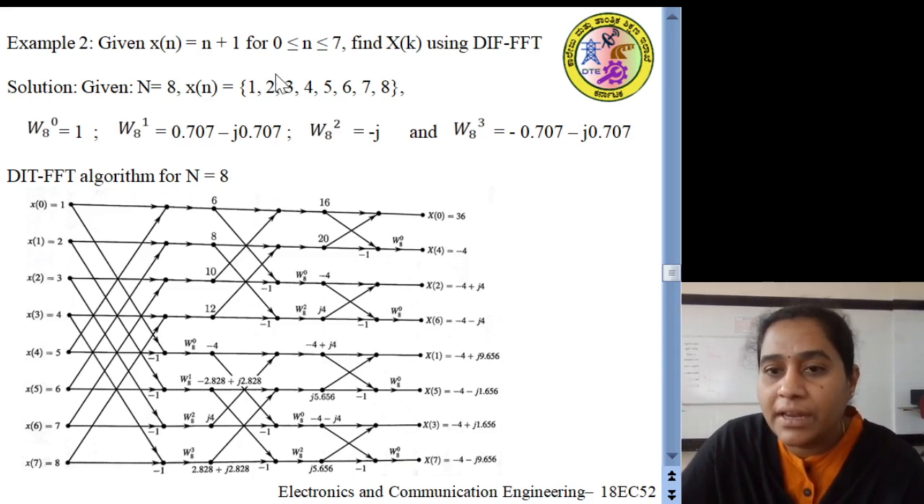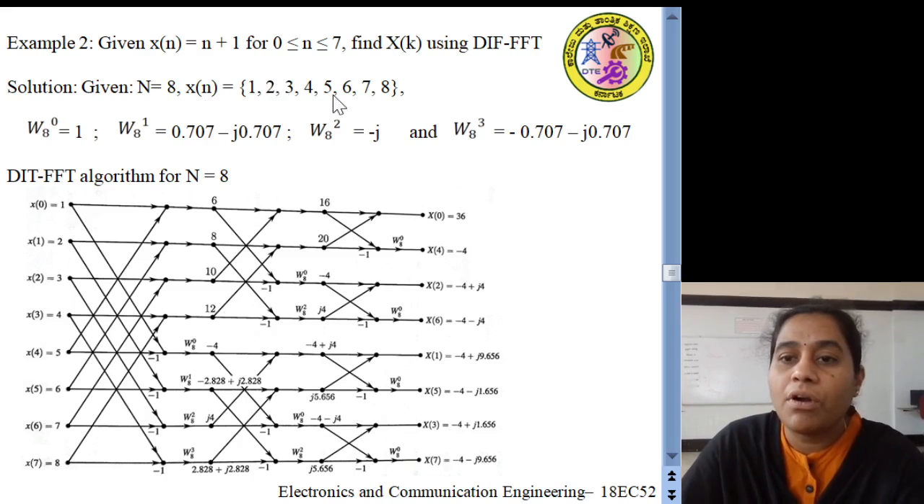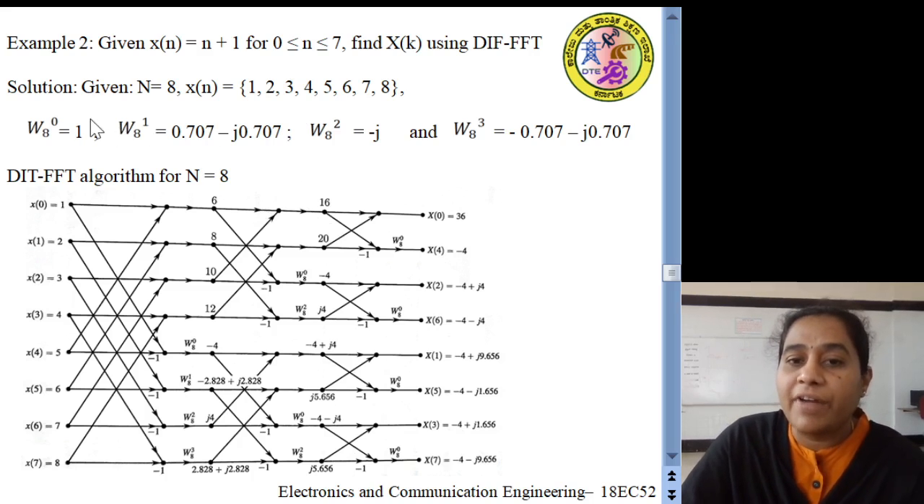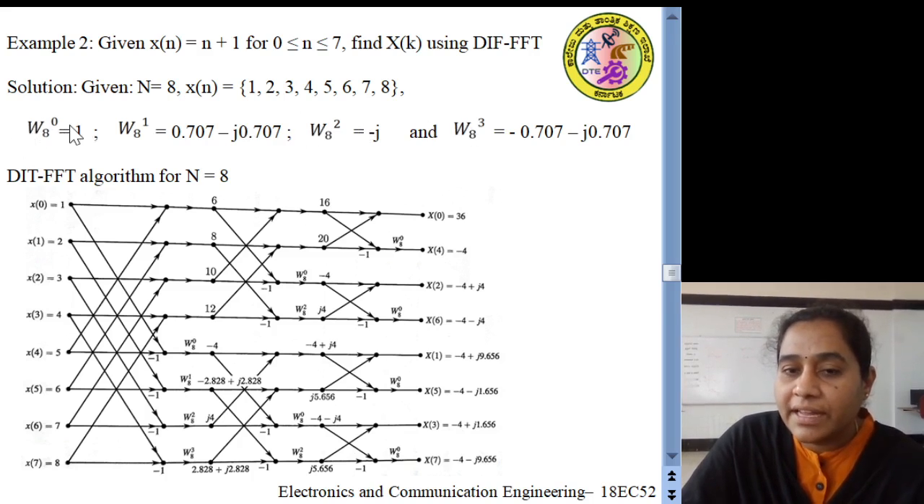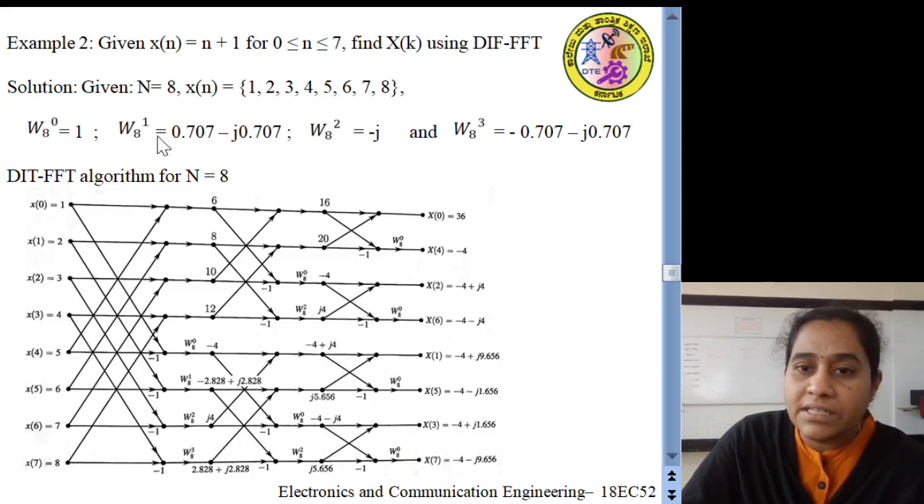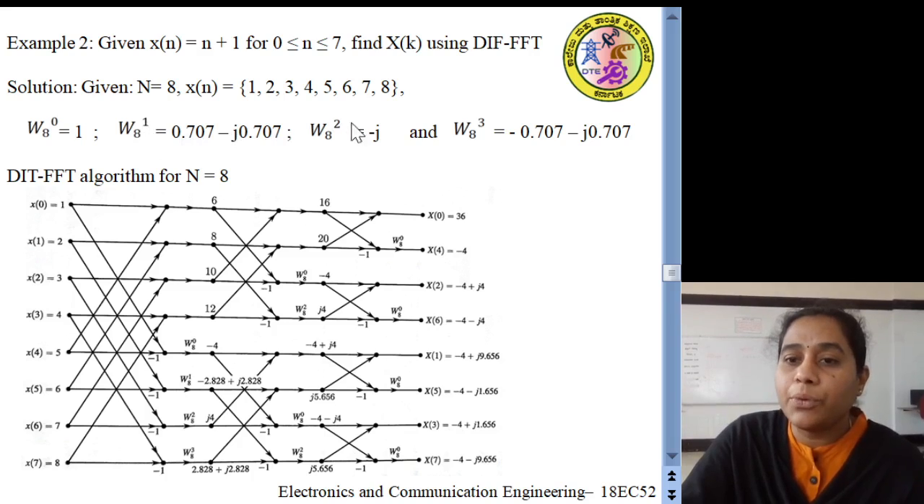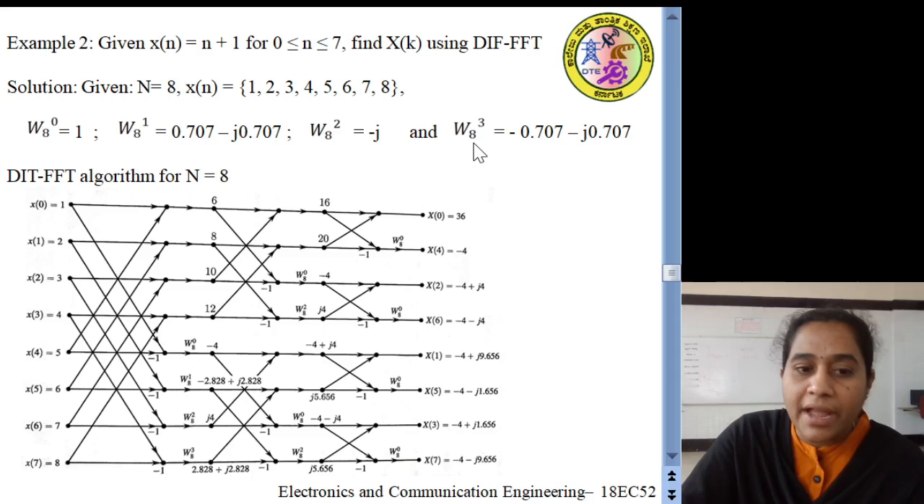So x of n we obtain 1, 2, 3, 4, 5, 6, 7 and 8. And we require the twiddle factors W8 here, that is W8 power 0, W8 power 1, W8 power 2 and W8 power 3. If we derive the values for this, W8 power 0 is equal to 1, W8 power 1 is 0.707 minus j 0.707, W8 power 2 is equal to minus j and W8 power 3 is equal to minus 0.707 minus j 0.707.